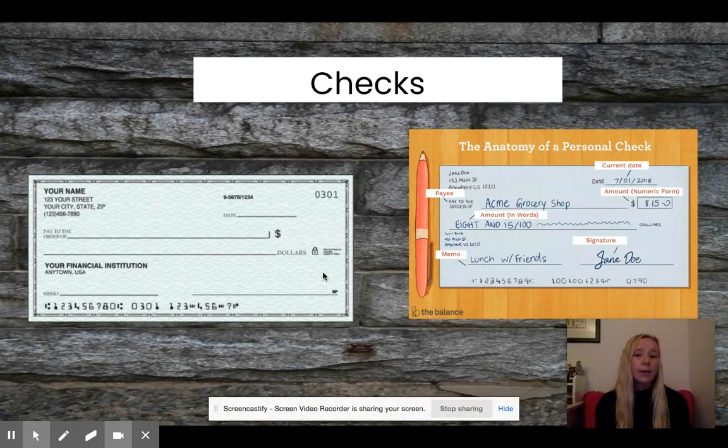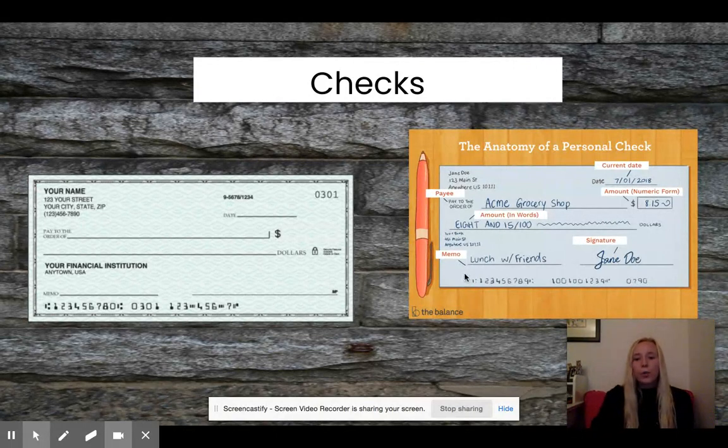If it was a bigger number, like $136.87, you would need to write 136 and 87 over 100. Okay? And then you write this little squiggly line, you squiggle it out to the end to signify that you're done, and that there's nothing else to add.